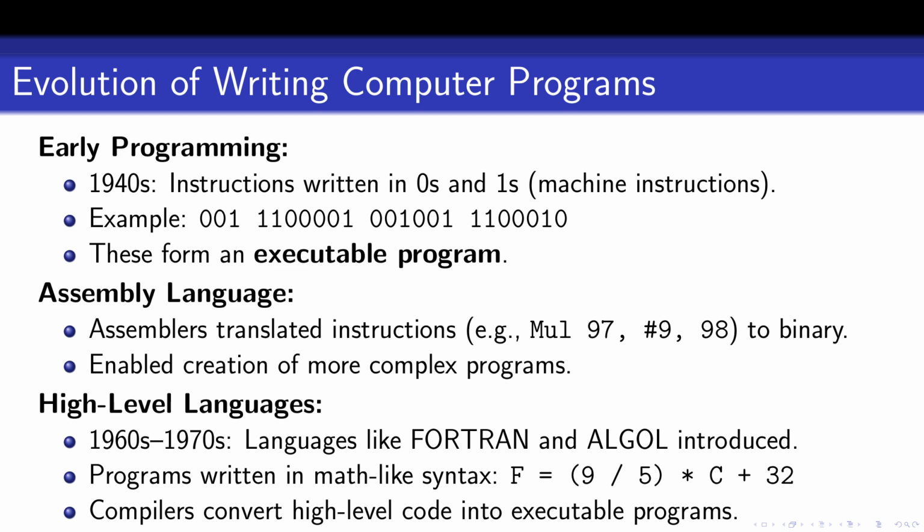But even assembly was still quite low level. In the 1960s and 1970s, we saw the rise of high-level languages like Fortran and Algol. These allowed programmers to write code in math-like syntax. For example, f equals 9 divided by 5 times c plus 32. High-level languages are much closer to how humans think, and compilers were created to translate this high-level code into low-level machine instructions. This evolution is what makes modern programming possible. We write code in an expressive, abstract way, and let the computer do the heavy lifting of translating it into instructions the hardware understands.